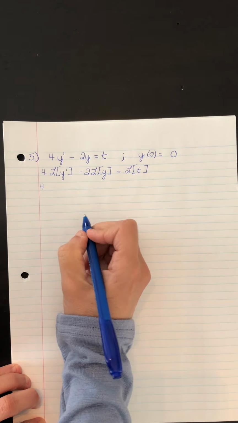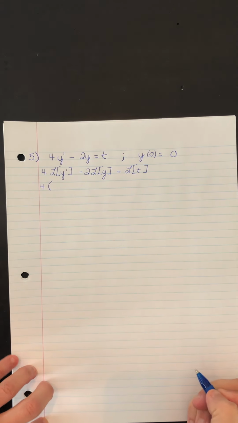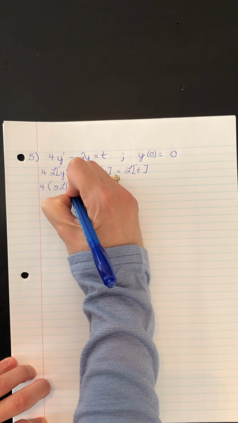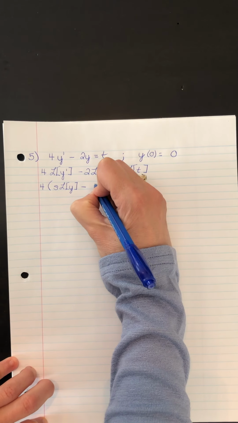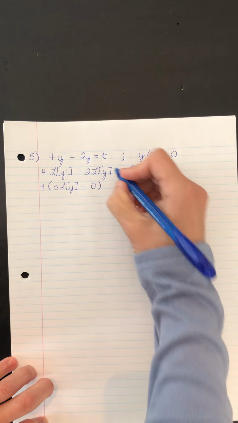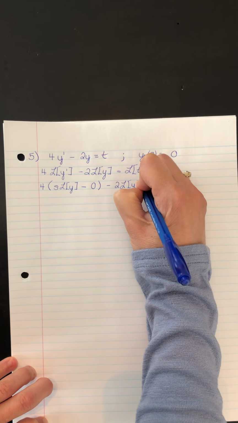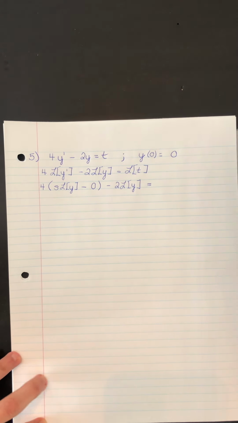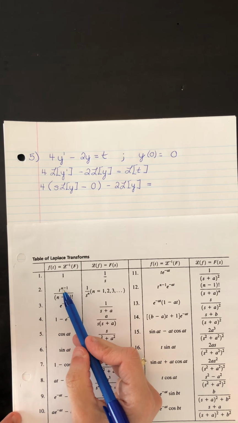After the coefficient of 4, we would have a binomial. So it's important to have a bracket. In it will be s times the Laplace transform of y minus y at 0. In this case, that happens to be 0. Write out the next term. And then we're here, the Laplace transform of t. This is number 2, the Laplace transform of t.